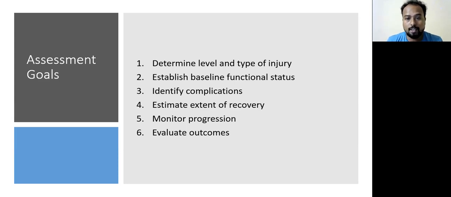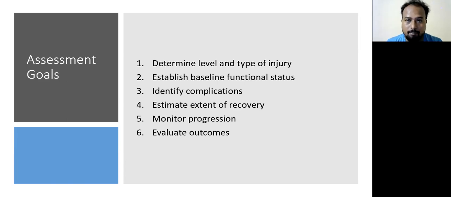The first goal is determining the level and type of injury. This is the first and foremost thing if you're managing a patient with spinal cord injury, that you need to identify this. Secondly, establish baseline functional status. So what is the level of functional status we need to know, so that we can set goals from that baseline, how far the patient might move forward, if at all they have the potential to move forward.